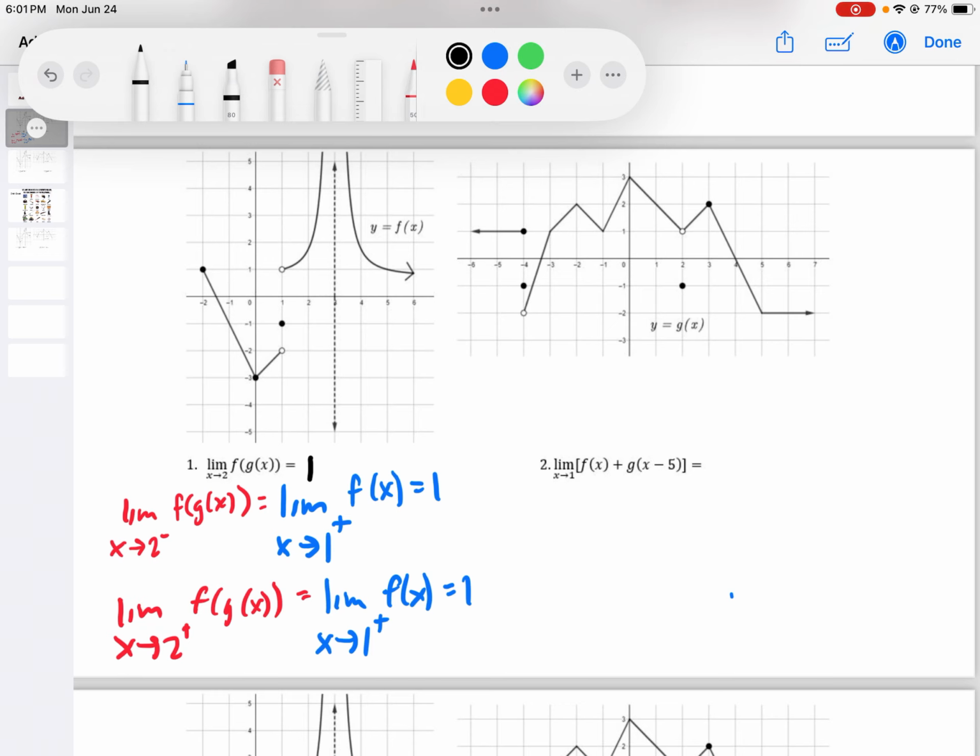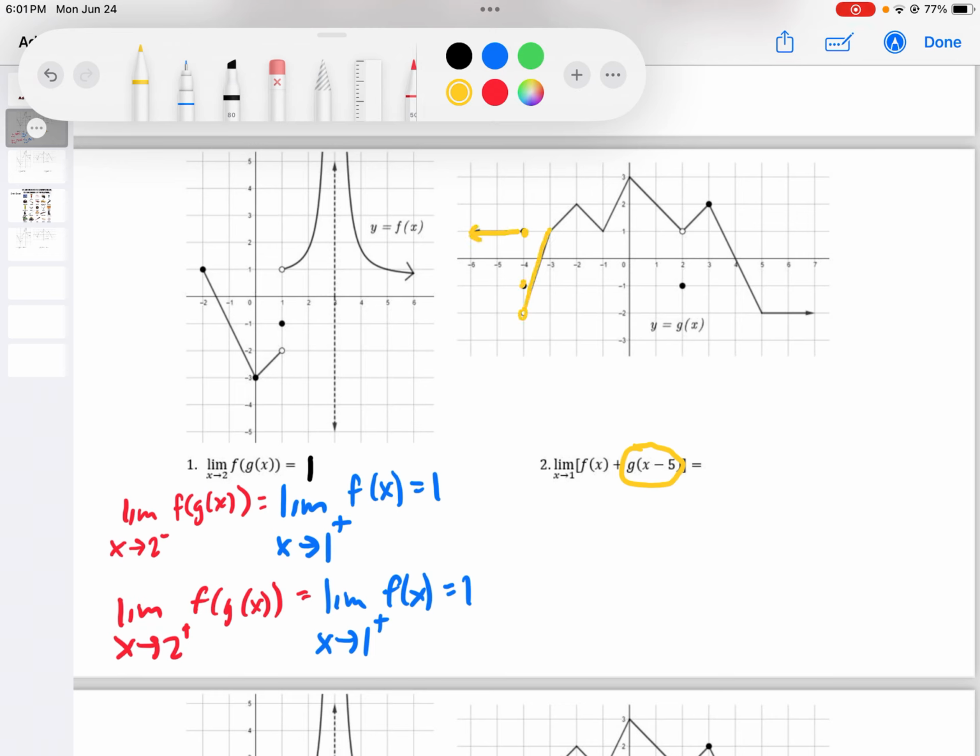All right, next one. This time it's not function composition. It's just saying what's the limit as x approaches 1 of whatever f of x is plus g of x minus 5. So there's going to be two parts to this. I'm going to use this yellow for my g function. And you see that g of x minus 5. If you think about translations, if you had g of x minus 5, that means the whole graph shifts to the right 5. Because it says minus 5, so it shifts to the right.